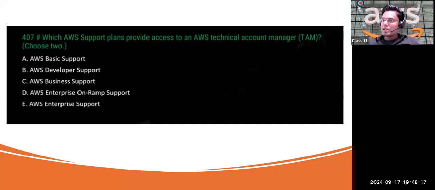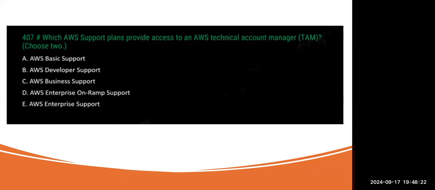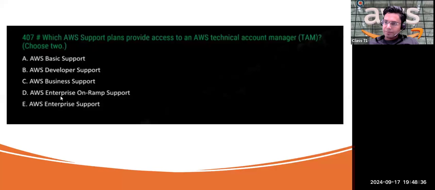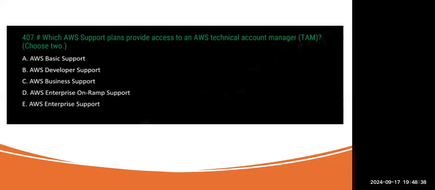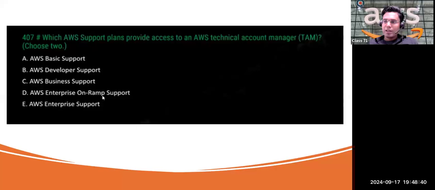It says choose two. So it's E. But whenever I was reading this, it only said AWS Enterprise Support is one, and then whatever the one is above that. I believe it's D and E. Yeah, correct, D and E.